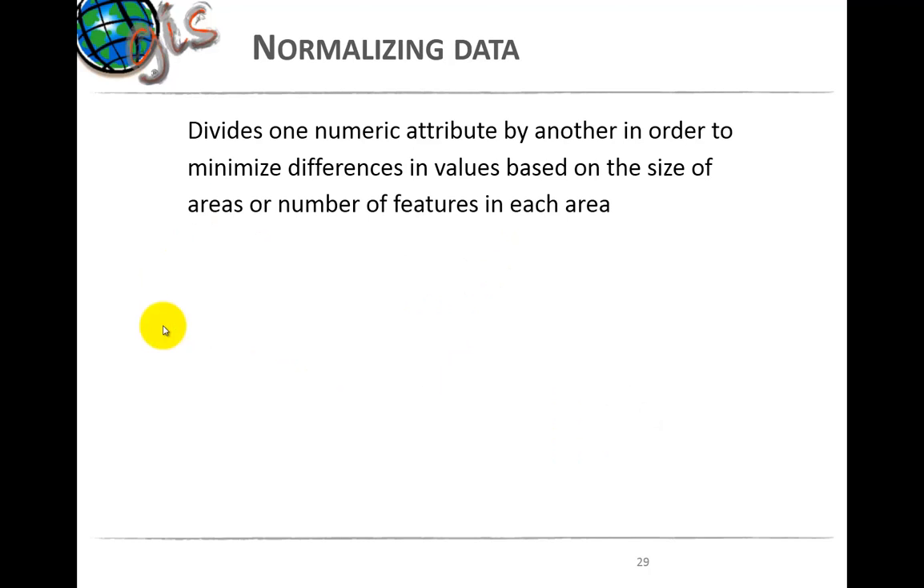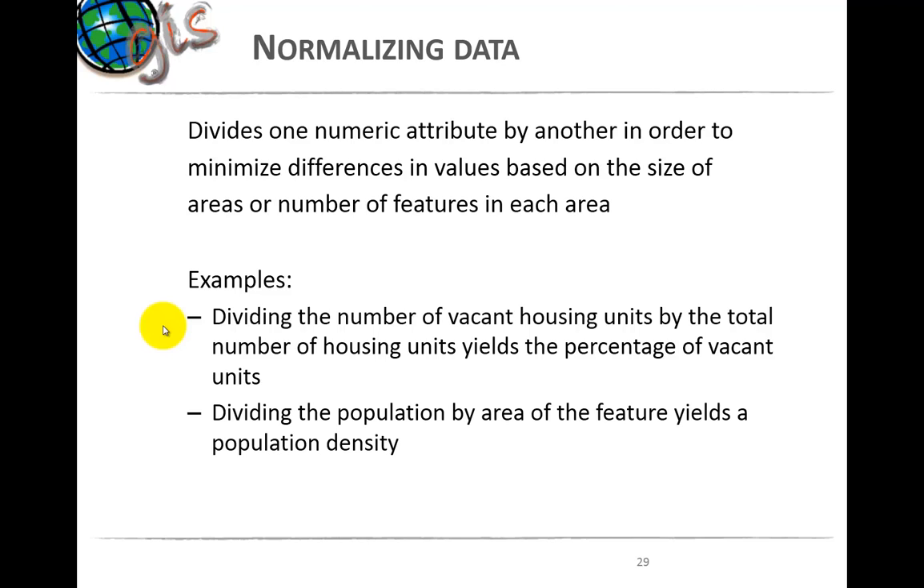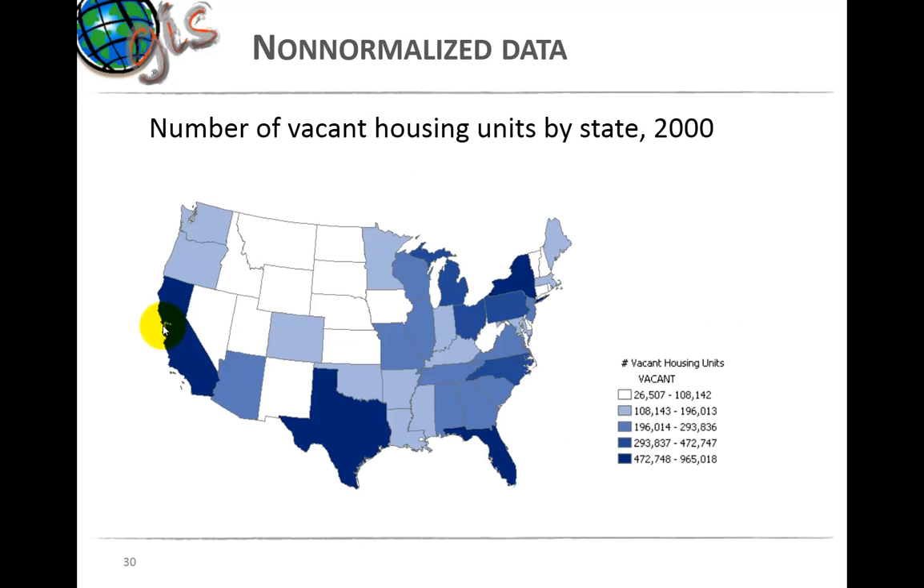Again, normalizing data is essentially dividing one numeric attribute by another, in order to minimize the differences in values based on the size of the area or number of features. So if you want a percentage, you divide vacant units by the total number of housing units. If you want to get density, you normalize the population by land area.